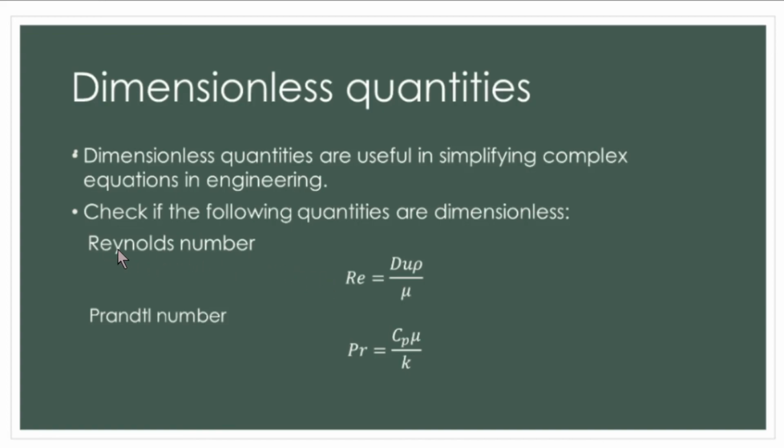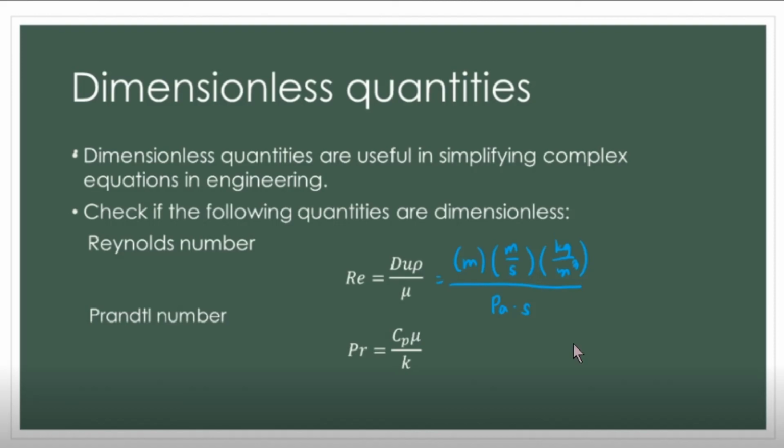For example, we have the Reynolds number, which is defined as diameter multiplied by velocity multiplied by density divided by viscosity. In terms of standard SI units, diameter is in meters, velocity is in meters per second, density is in kilograms per cubic meter, and viscosity is in Pascal seconds. I will leave this up to you to simplify and see if this is really dimensionless.